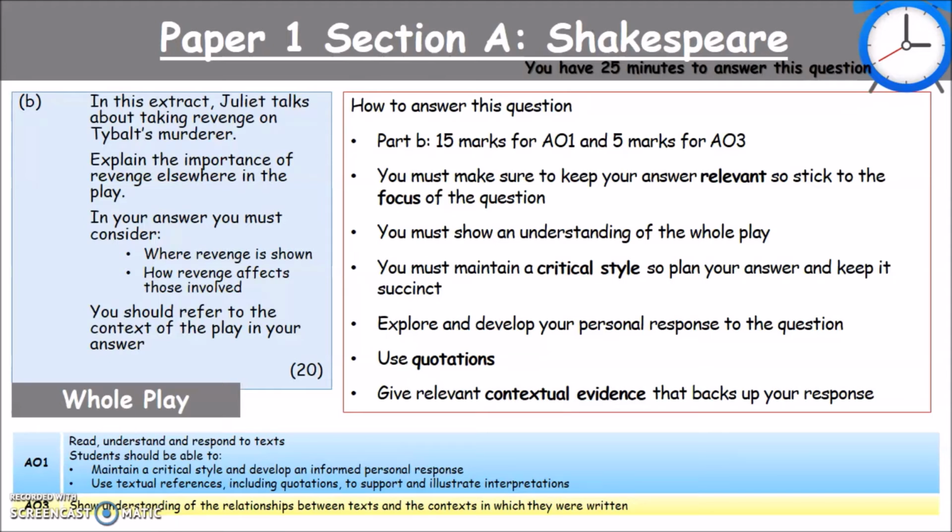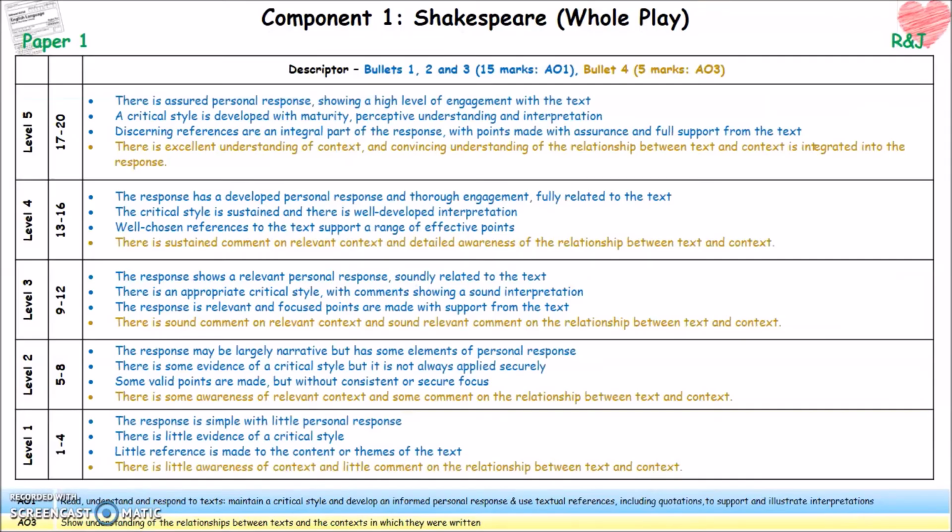So if you're talking about revenge, you might be bringing in toxic masculinity and the way this affects how some of the characters react, how Romeo reacts to Mercutio's death. But you want to integrate it seamlessly, not write about this paragraph and then put some context on the end for 3 lines. It won't flow and it won't give you as many marks.